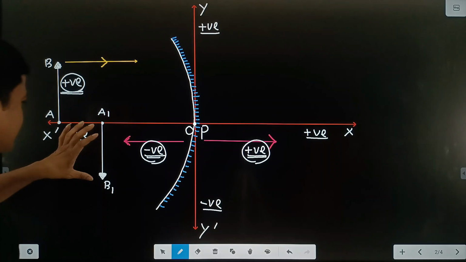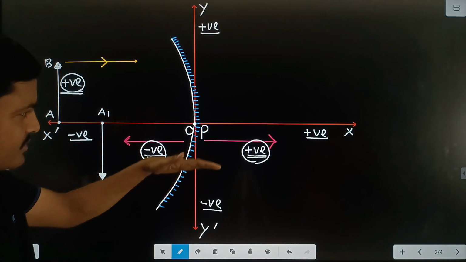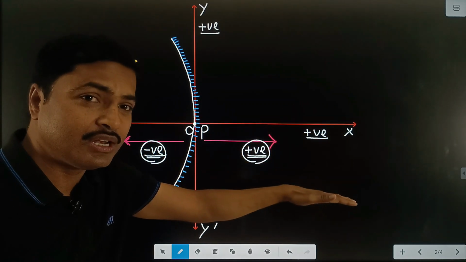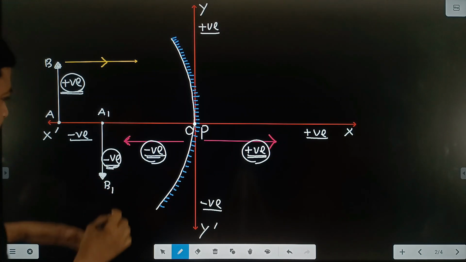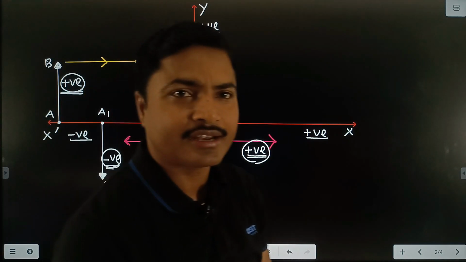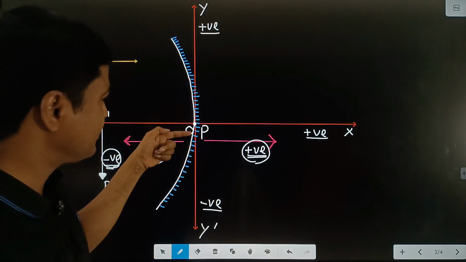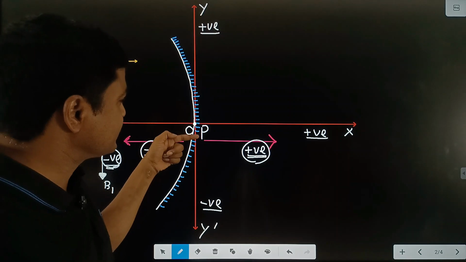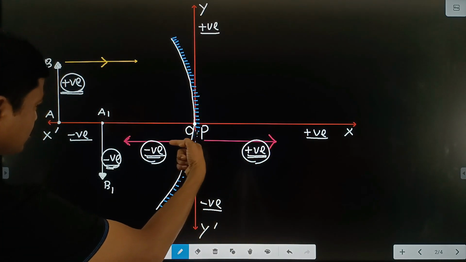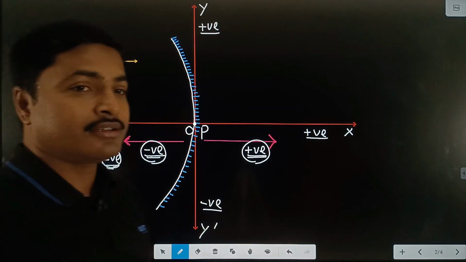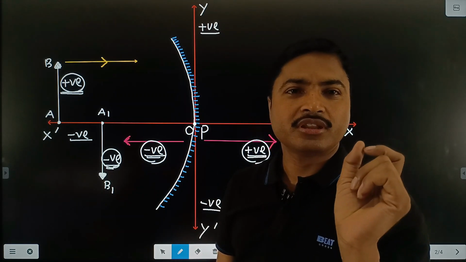Similarly, this one is the image. Suppose the image is situated just below the principal axis. If the image is situated below the principal axis, the sign is negative. Above the principal axis, the sign is positive. If the measurement is in the same direction as the incident ray, the sign is positive. If the measurement is opposite to the direction of the incident ray, the sign is negative. And this is all about the sign convention for a spherical mirror.